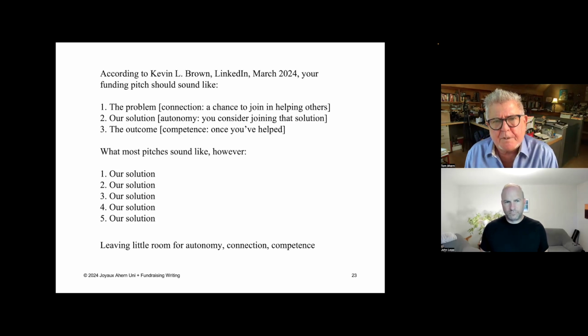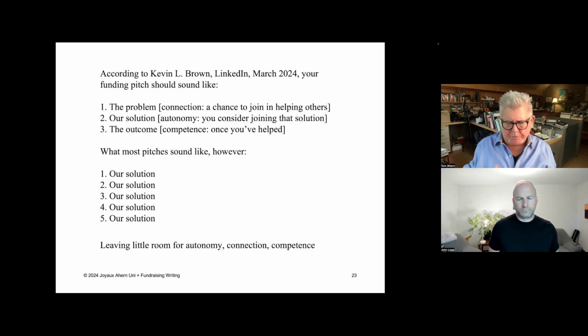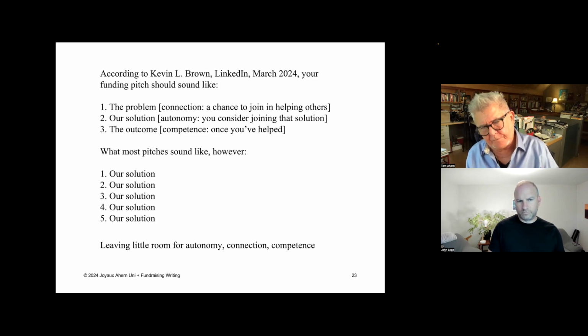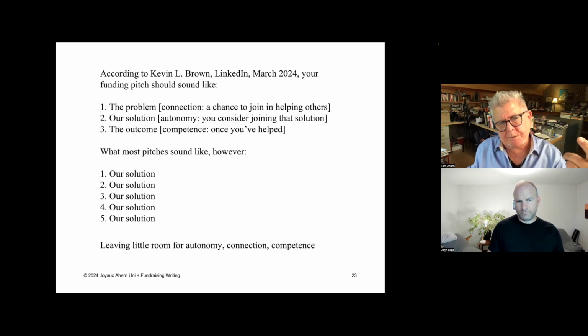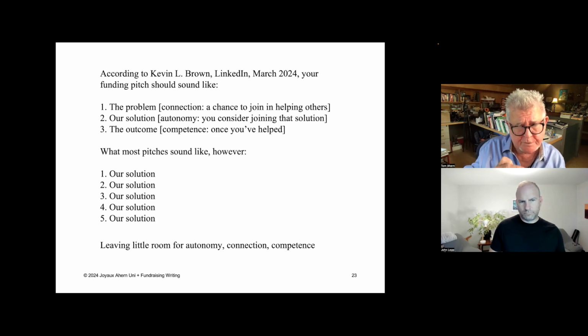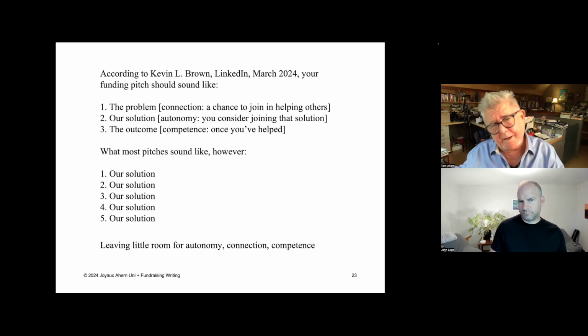And he's contributing in LinkedIn that your funding pitch, that is what you're saying to a prospective donor, should include three things in his view: the problem, the solution, the outcome, right? That's his quick checklist. There are other checklists. They might throw in the problem, the solution, urgency, and then the outcome, or the problem, the solution, urgency, affordability, and the outcome, whatever. These are just checklists so that you don't forget one of the essentials.